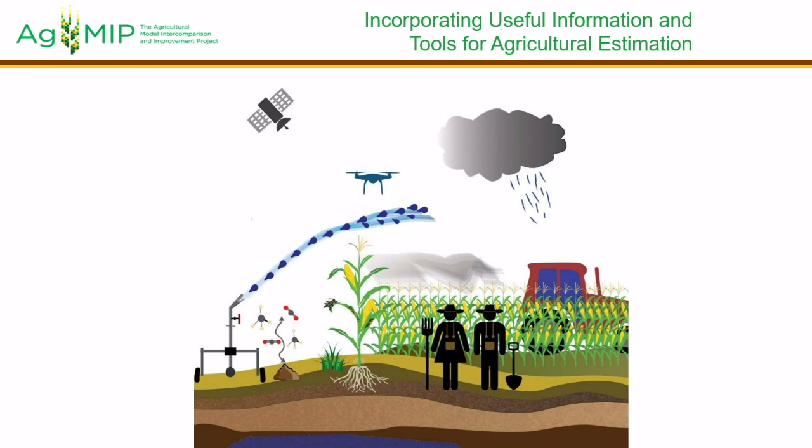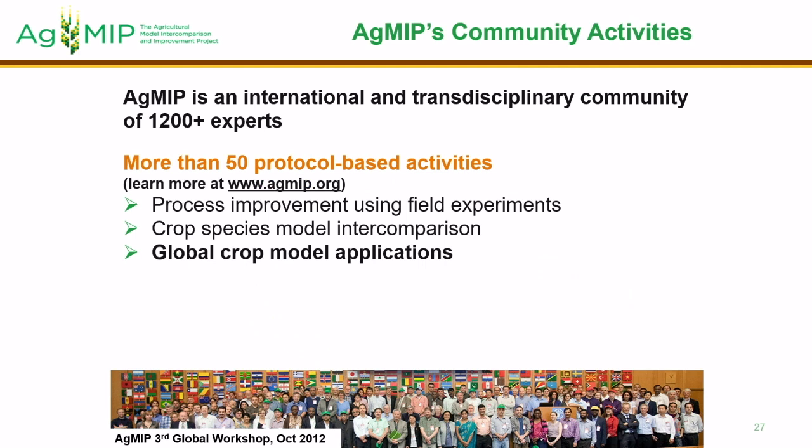Just as an example, our wheat model intercomparison now has more than 40 different wheat models using the same data so we can understand how well we're doing on this. And we're trying to add more and more of these components as we go. Another thing we do is the global crop model applications, taking what we learn on a species level, then applying it to the whole world.